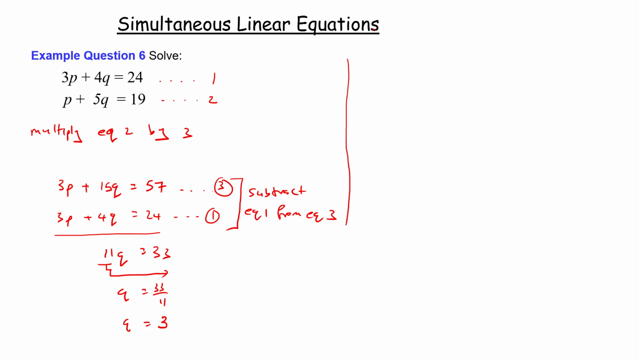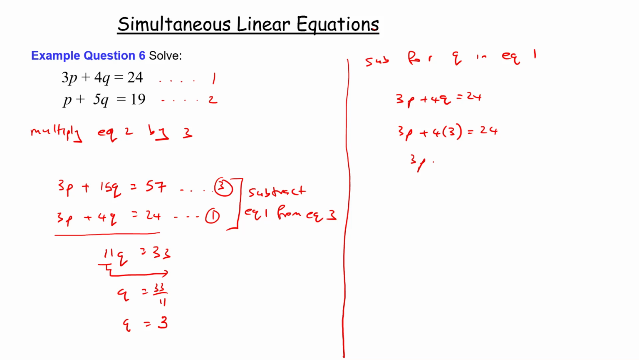Let's draw a line, and then we can find p. So we can say sub for q in equation 1. So equation 1 is 3p plus 4q equals 24. We know that q is 3, so 3p plus 4 times 3 equals 24. 3p plus 12 is 24, so 3p equals 24. Plus 12 moves over to the other side and becomes minus. So 3p equals 24 minus 12, which is 12, and so p, the 3 goes down the escalator under the 12 over 3, so p equals 4. So my coordinates are p equals 4 and q is equal to 3.